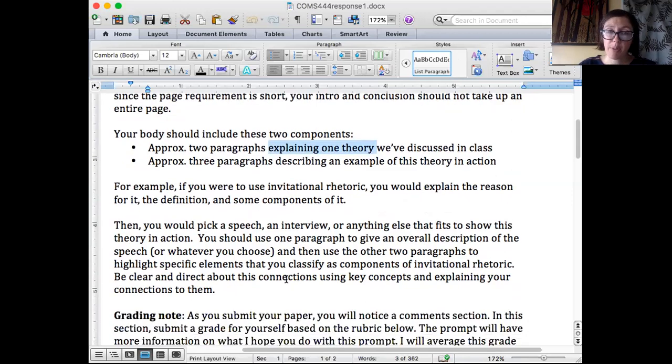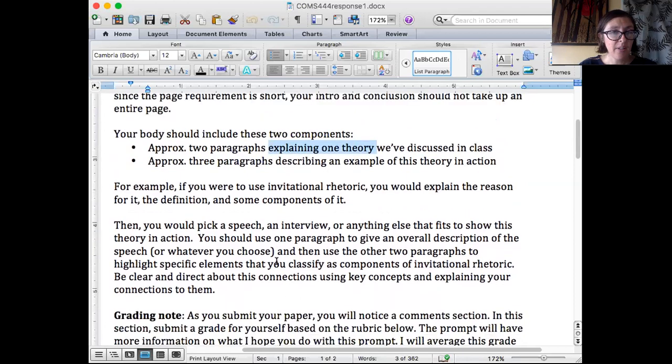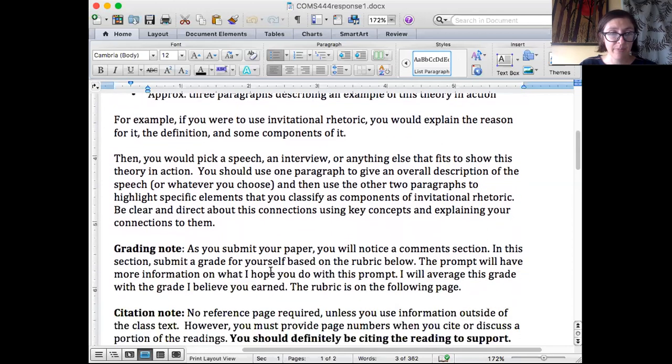And so you have 2 to 3 pages to do this. A few things that I've given to you as far as suggestions go. If you have no idea how to find an example, you might pick a speech, you might pick an interview, or anything like that that you feel like you could spend a lot of time on. And I would suggest picking a theory that you already know pretty well rather than trying to fit something in.